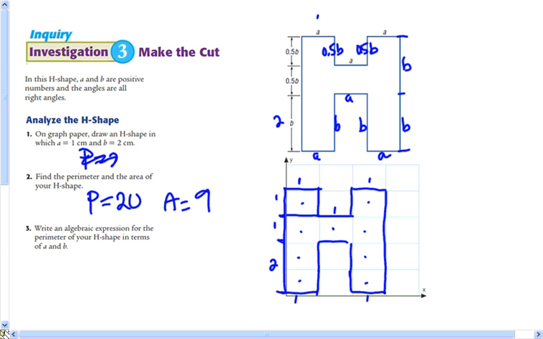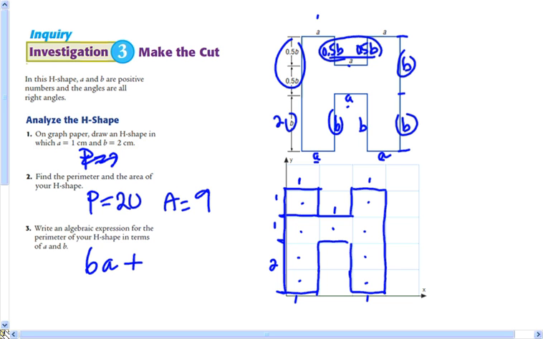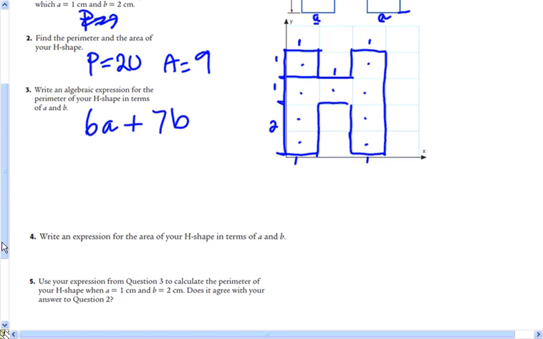And so we have some like terms here. We can add up all the A's together. And I see 1, 2, 3, 4, 5, 6 A's. And then if we add all the B's, we get 1, 2, 3, 4, and those two together make 1B. And then, forgot those two there, but if we add them all up, we get 7B. So there's an expression for the perimeter.